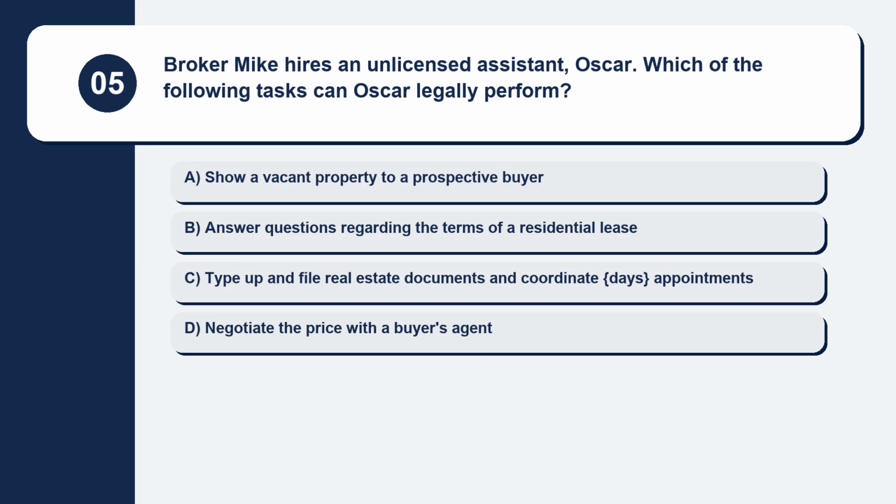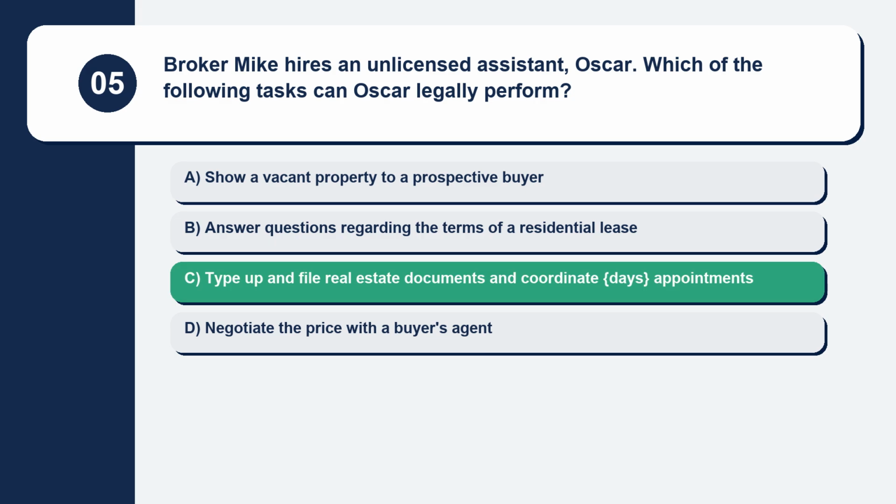Question 5. Broker Mike hires an unlicensed assistant, Oscar. Which of the following tasks can Oscar legally perform? Here are your options. Option A, show a vacant property to a prospective buyer. Option B, answer questions regarding the terms of a residential lease. Option C, type up and file real estate documents and coordinate days appointments. Option D, negotiate the price with a buyer's agent. The correct answer is option C, type up and file real estate documents and coordinate days appointments.